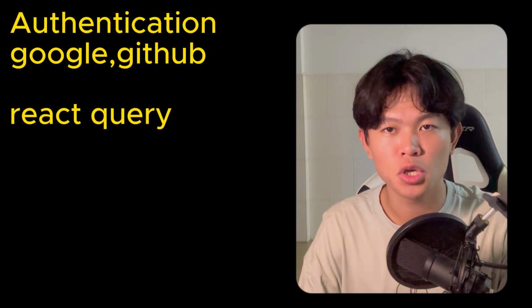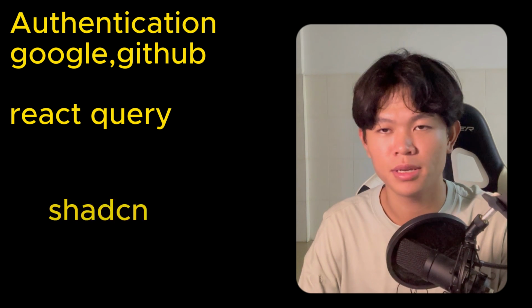Hi everyone, this is the full video where we're going to learn how to set up a Next SaaS Boilerplate with Supabase. We're going to learn how to do authentication with Google and GitHub, and you're going to learn how to set up React Query. And for the UI component, we're going to use Shadcn.